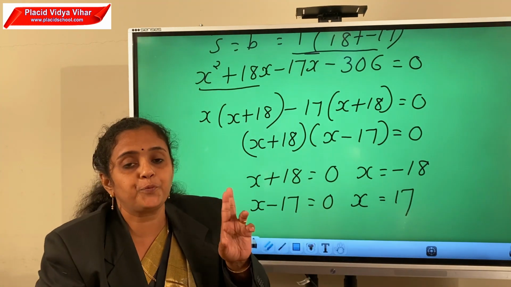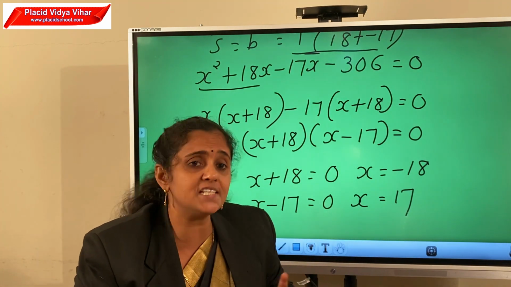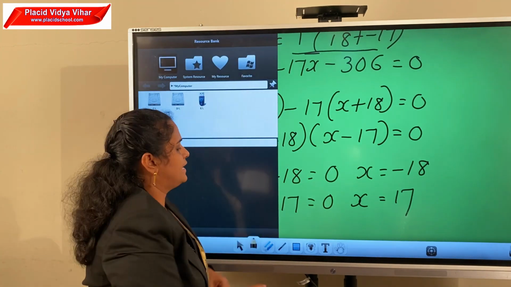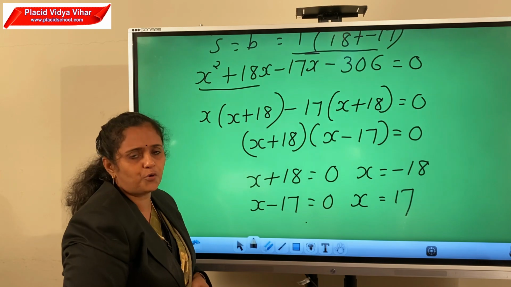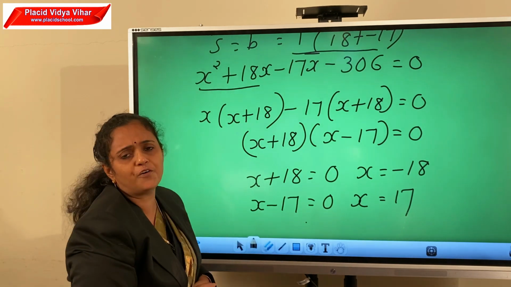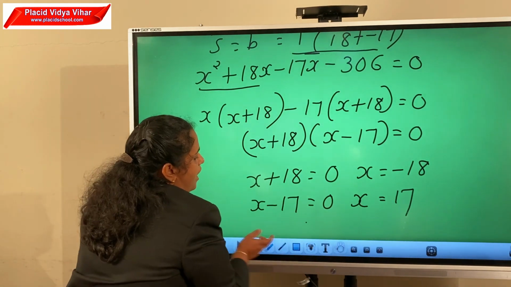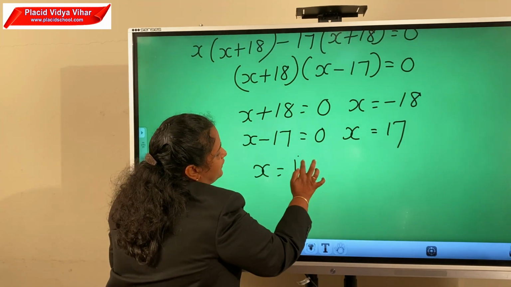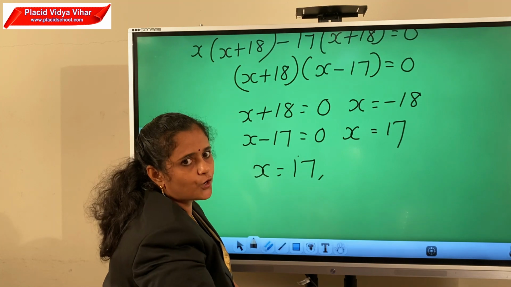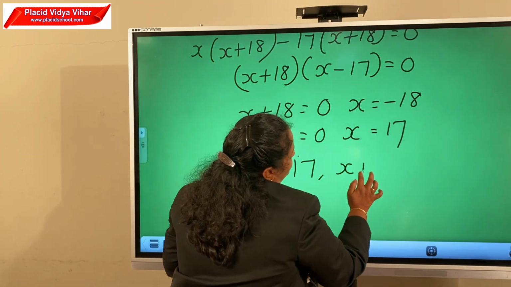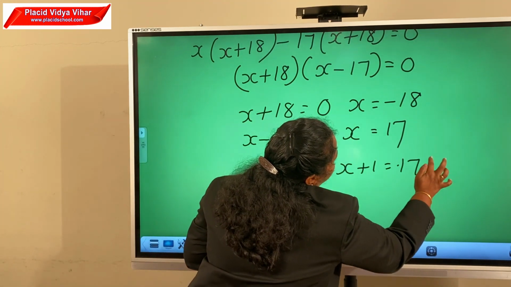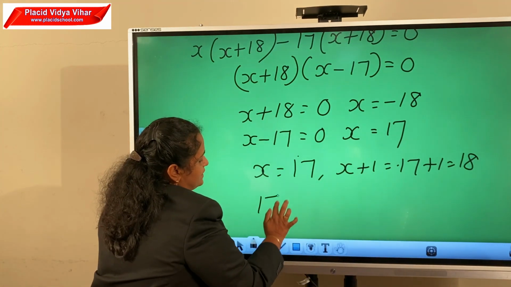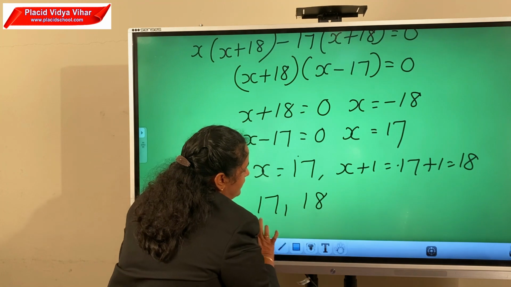The product of two consecutive positive integers. Here x is equal to minus 18, which is not a positive number. Then we take the value of x as 17. Let the consecutive integers be x and x plus 1. The first consecutive integer is 17 and the next consecutive integer is x plus 1, that is 17 plus 1, 18. The consecutive integers are 17 and 18.